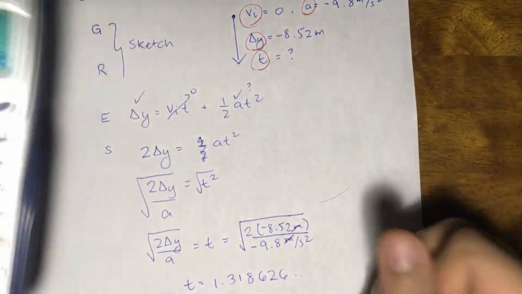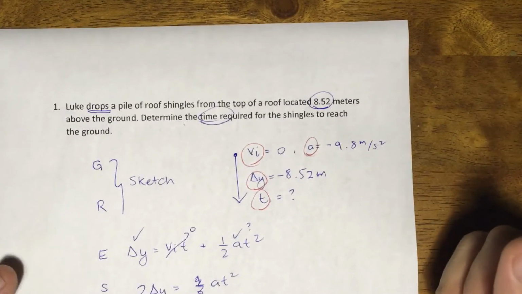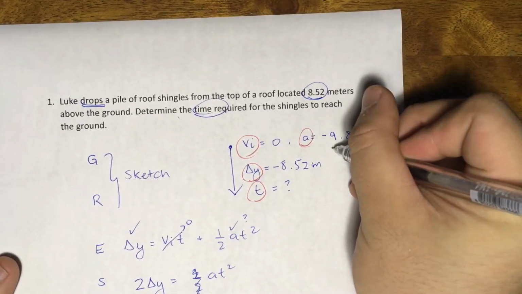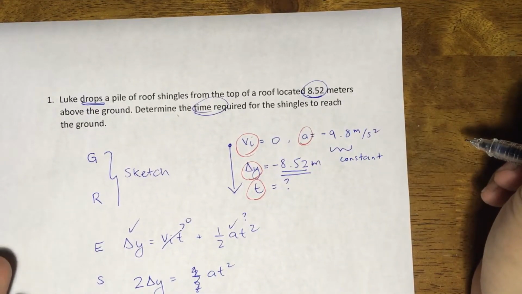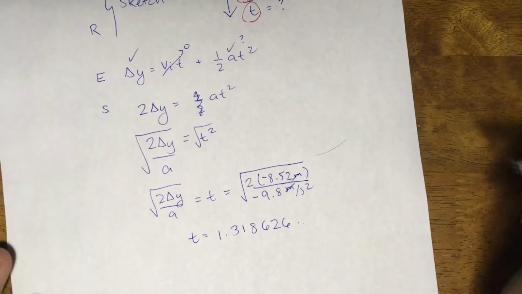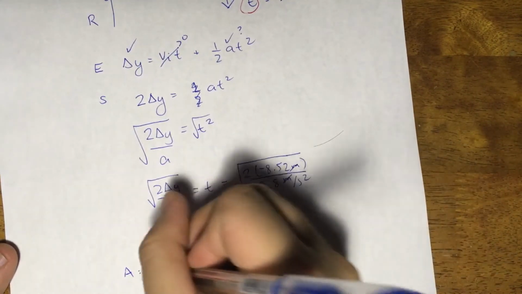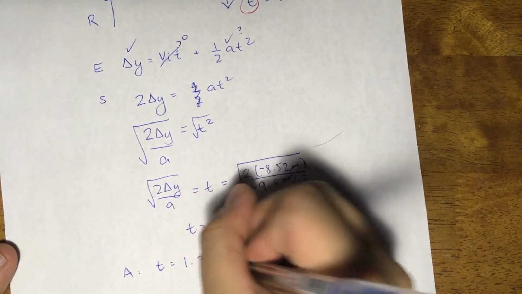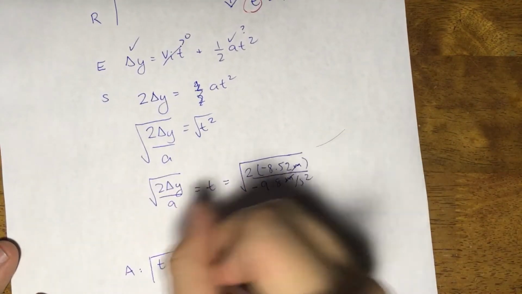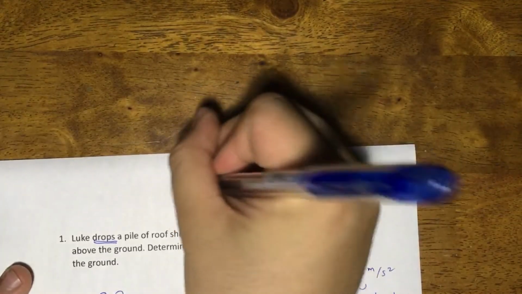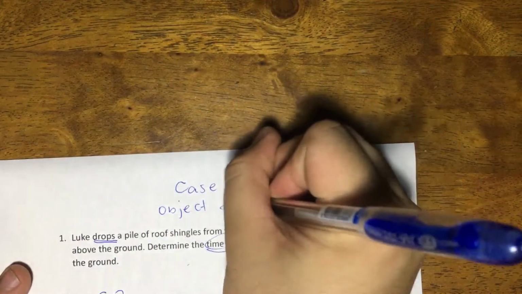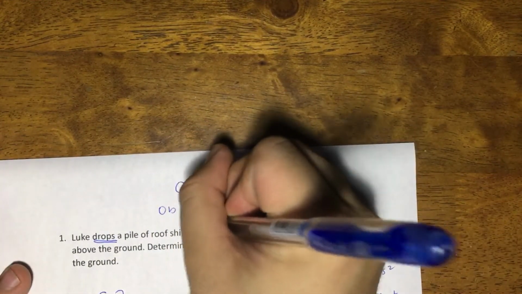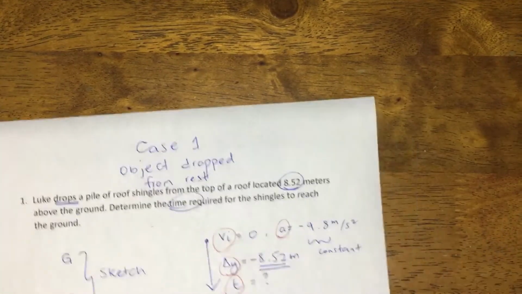So the value of t would then be equal to 1.318626 and so on. But what do we do for significant figures? Well, we do not count the 9.8 because this is a constant. Okay? What we're going to count would be this measured value. And this is 3 significant figures. So, when we then get the final answer, it will be t is equal to 1.32 seconds. Okay? So this is an example of case 1. Object dropped from rest.